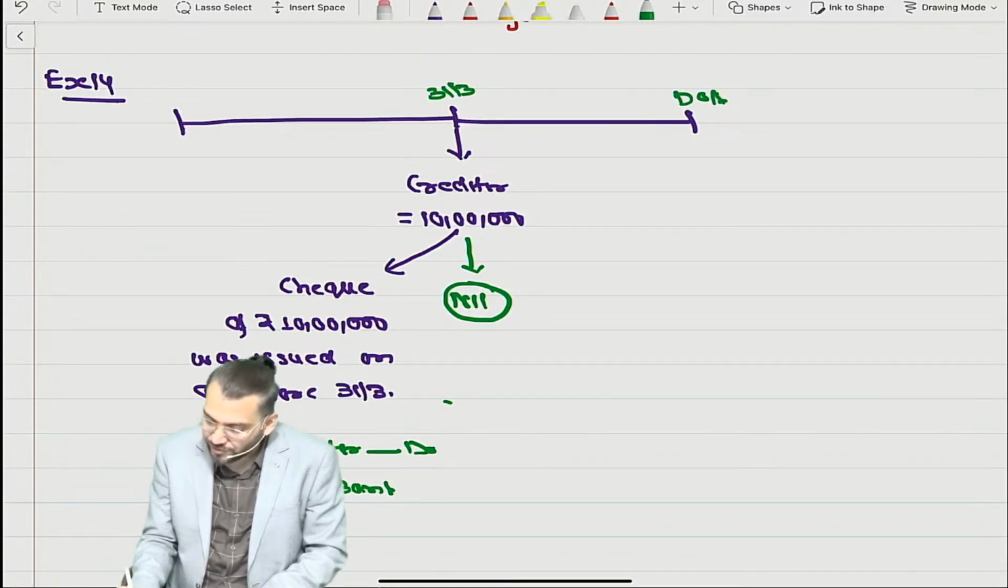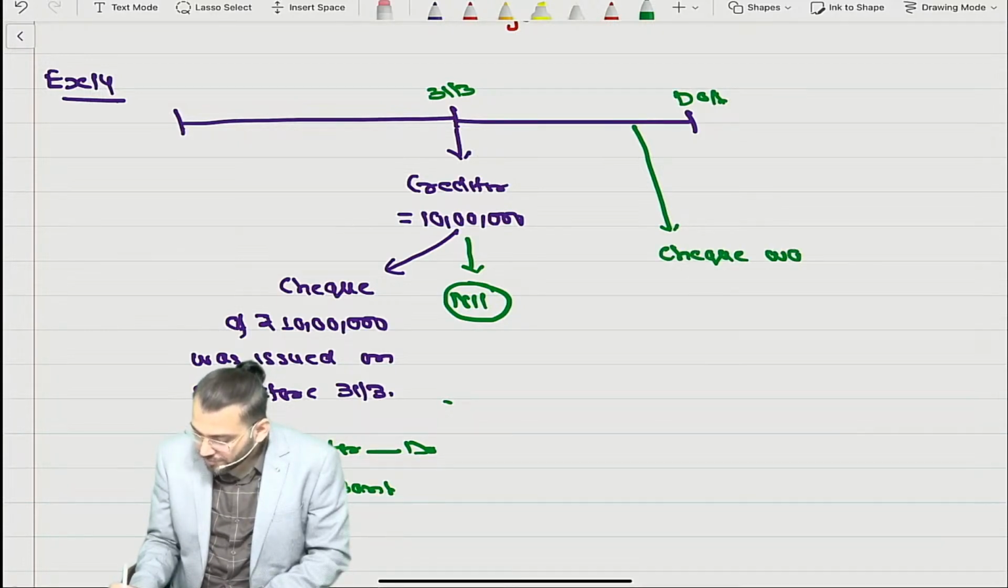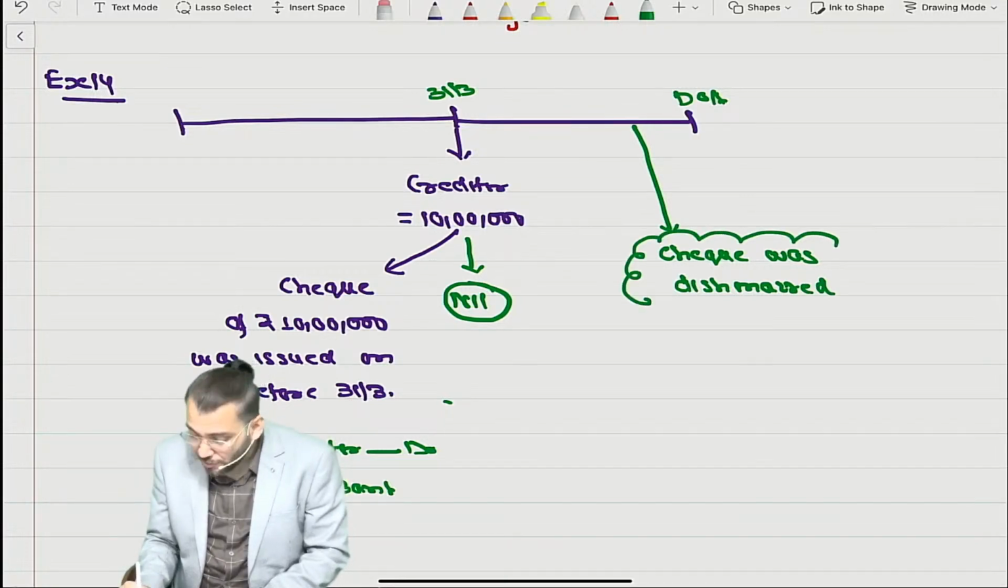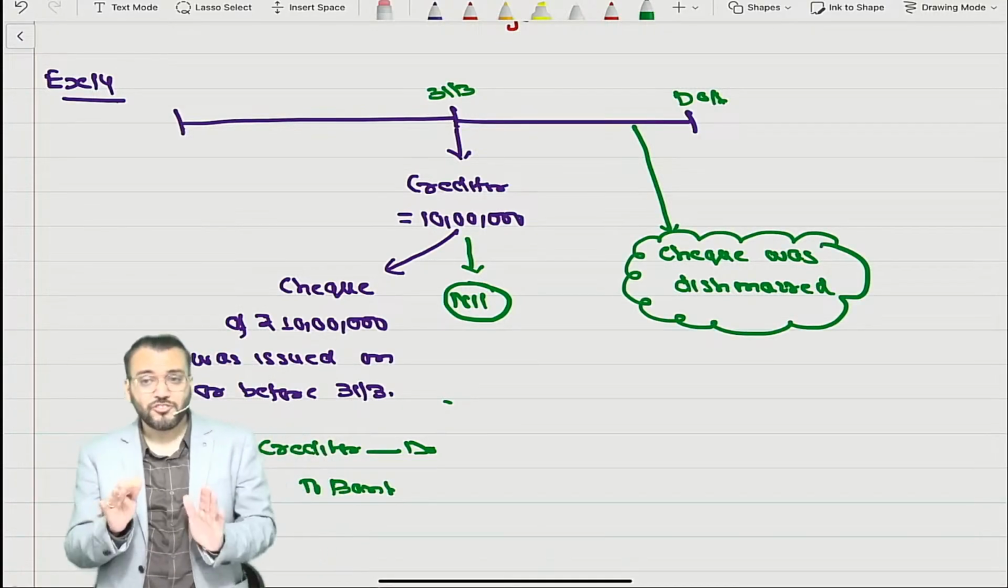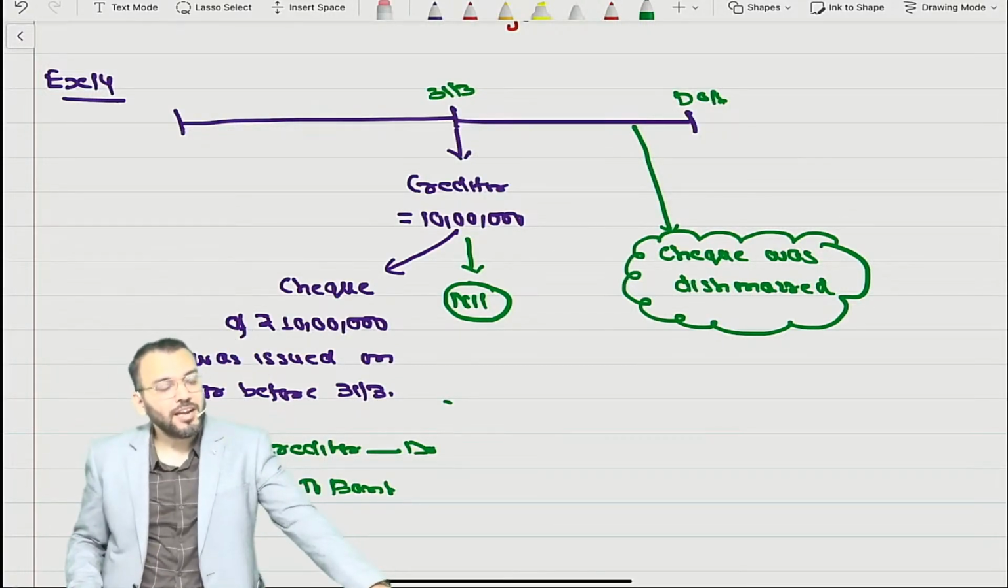Before approval of the financial statements, the check was dishonored. The check was dishonored. Apply your common sense. Common sense. The check was dishonored. Tell me, adjusting or non-adjusting event?